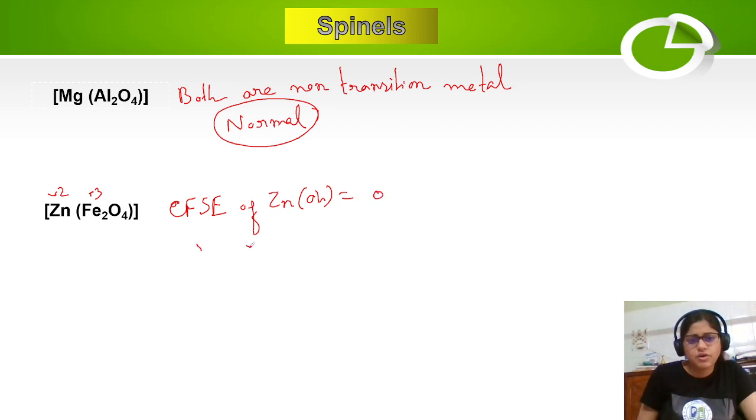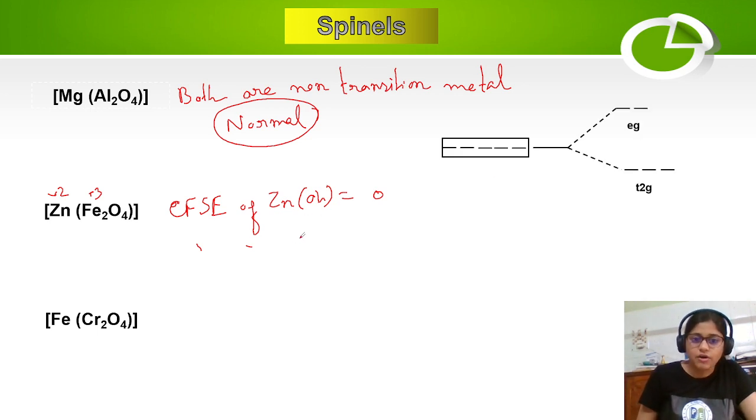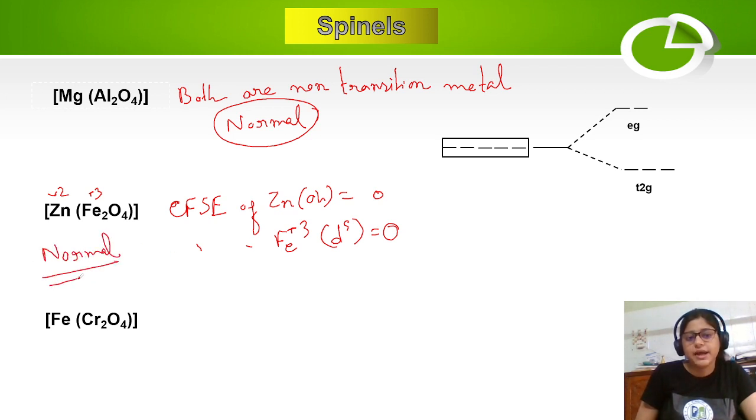And CFSE of Fe3+ is there, right? d5. d5, it will also be 0, right? So in these cases, if the CFSE of both systems is 0, normally it will show you the normal spinel, because no gain of CFSE is there after exchanging, so it will show the normal spinel.